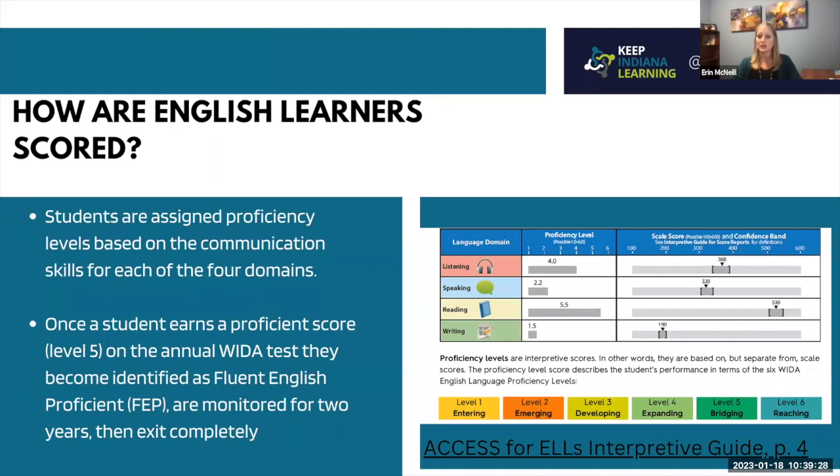There are 6 levels of English language proficiency on the WIDA screener and WIDA Access. Students who earn a level 5 or higher are deemed fluent, or FEP, fluent English proficient. Students who earn a level 1 through 4 are still limited English proficient, or LEP. LEP students receive services from ENL teachers and continue to test until reaching that fluent status.